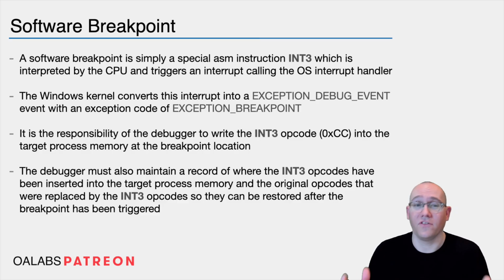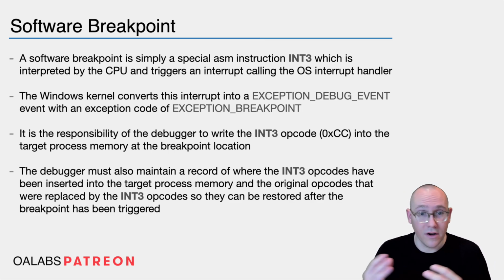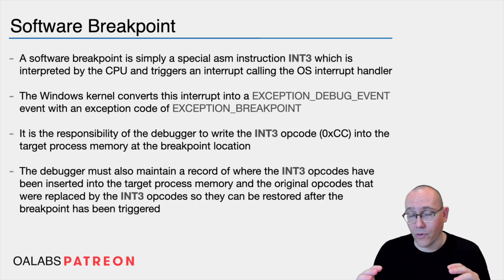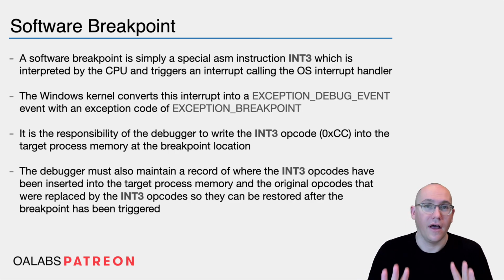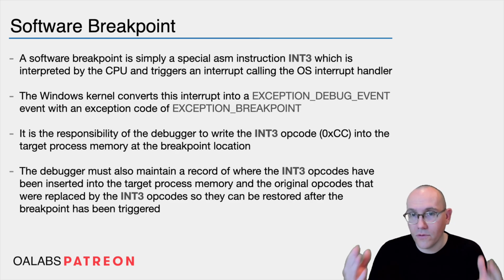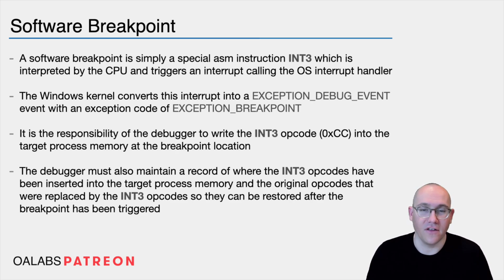Now first, what is a software breakpoint? Well, a software breakpoint is actually an instruction which is interpreted by the CPU and triggers an INT3 interrupt. When that interrupt is triggered in the Windows kernel, it's converted into an exception debug event with a type of exception breakpoint. What's fundamentally important about a software breakpoint is the fact that it must actually be written into the code of the target process before it executes. It's literally changing the code of the target process.